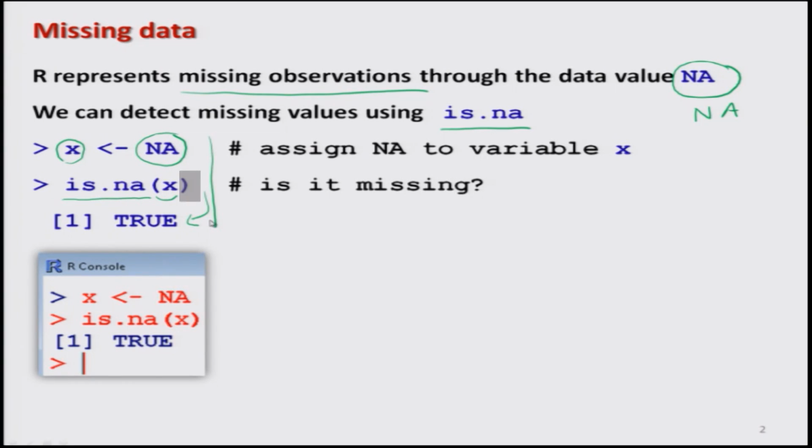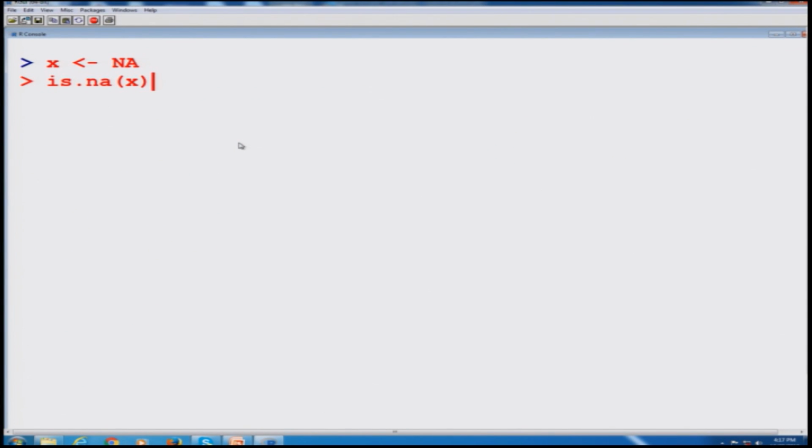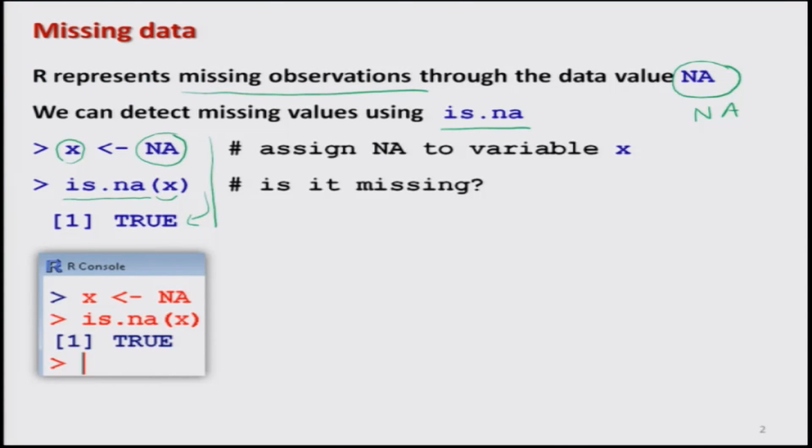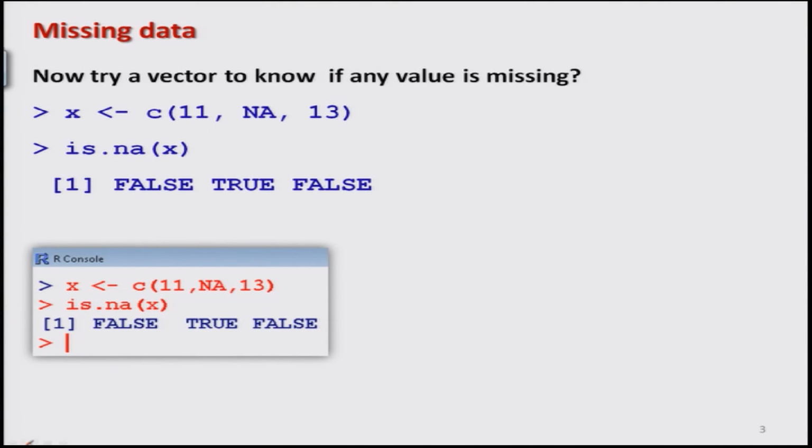So I copy this over here and check is.na(x), and the answer comes out to be true. And suppose I give the value of x as 4, and then I check whether there is any missing value in x, the answer comes out to be false. That means there is no missing value.